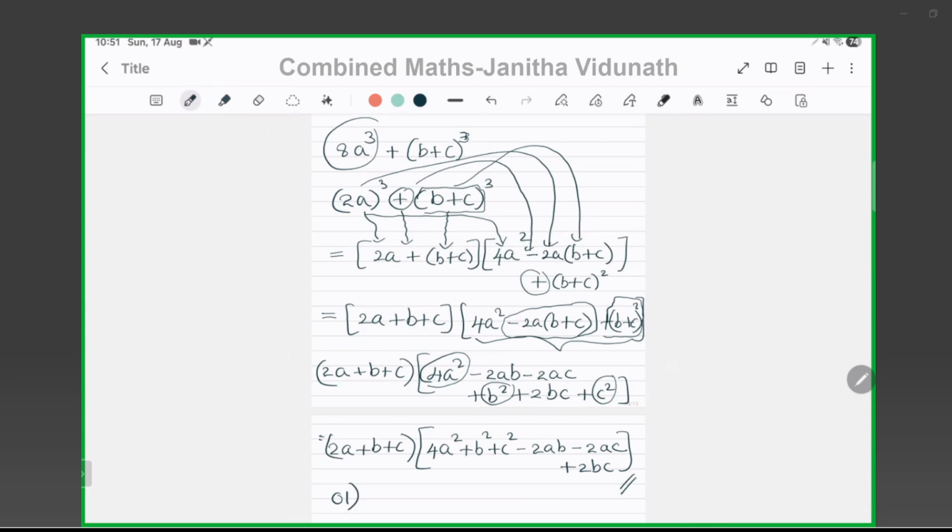Here I will give another question to do by you all. It is a cube minus 27 times b minus c whole cube. Try out this question and send me the answer within 2 minutes. The question is a cube minus 27 times b minus c whole cube.